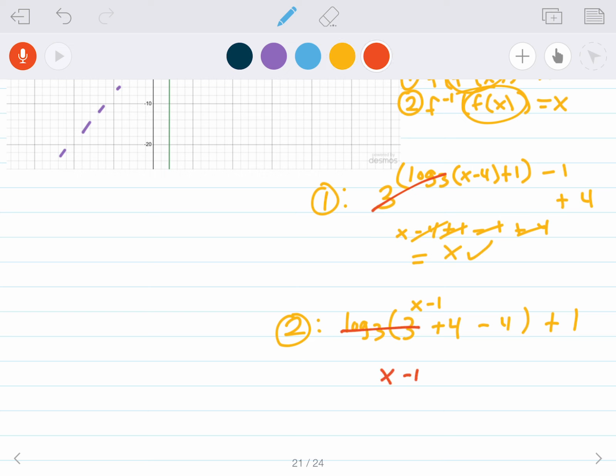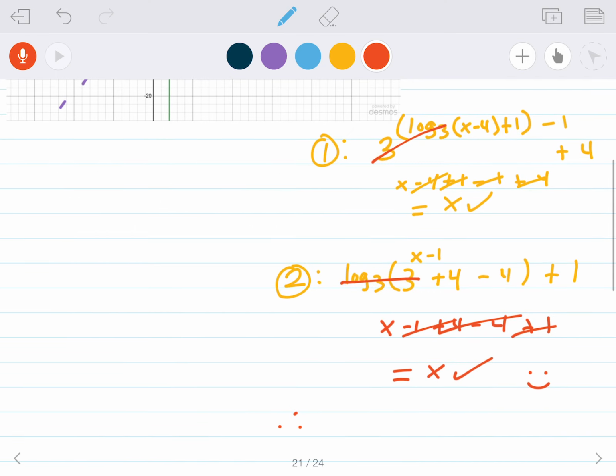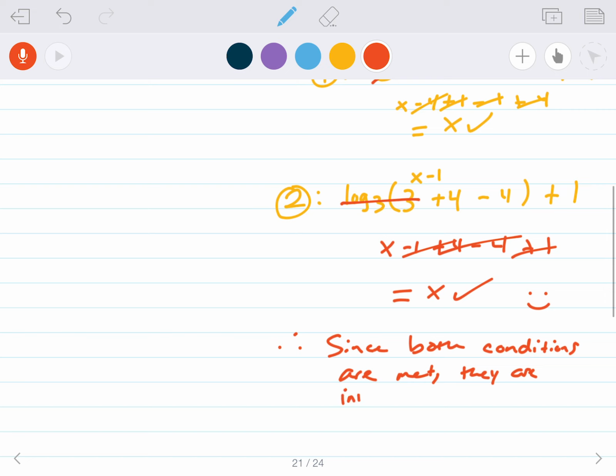I'm left with x minus 1 plus 4 minus 4 plus 1, and 4 minus 4, negative 1 plus 1. This just equals x. So indeed, the second condition is met, and therefore, since both conditions are met, they are inverse functions.